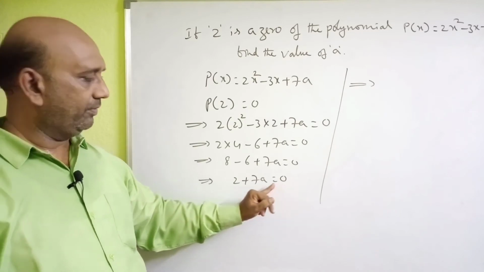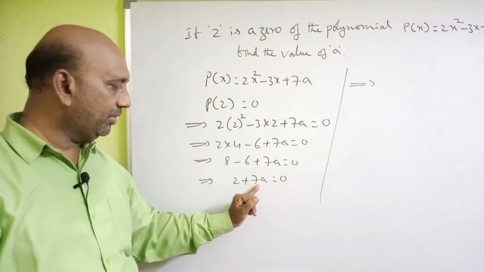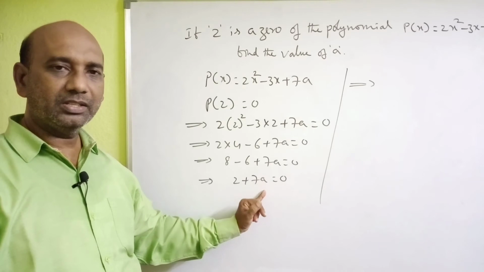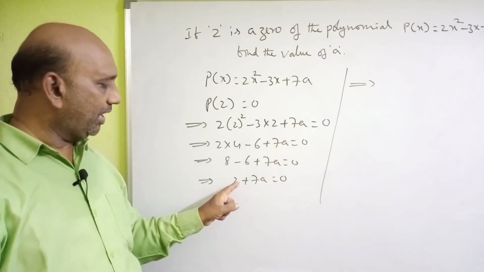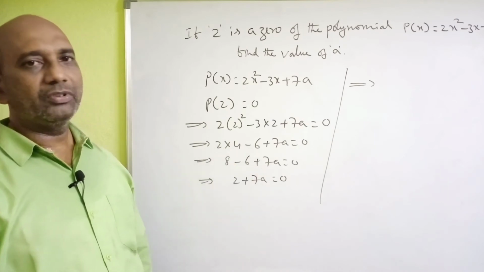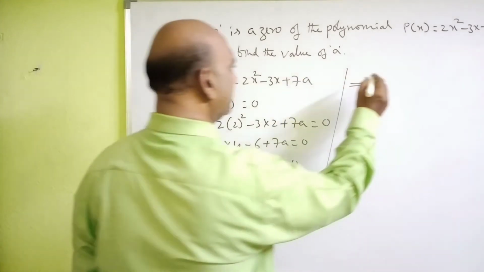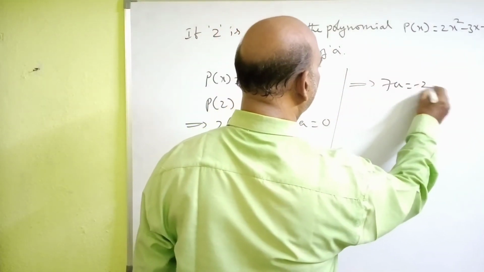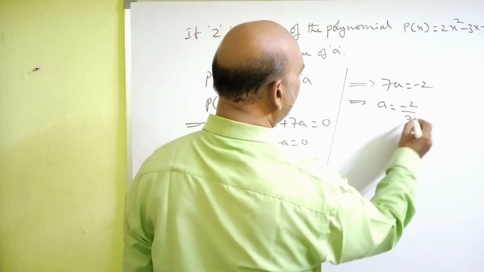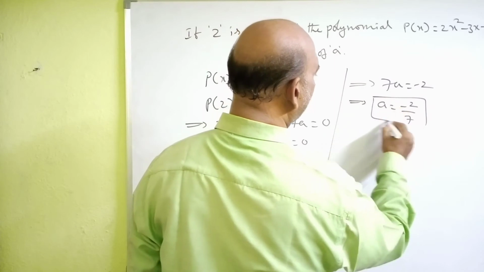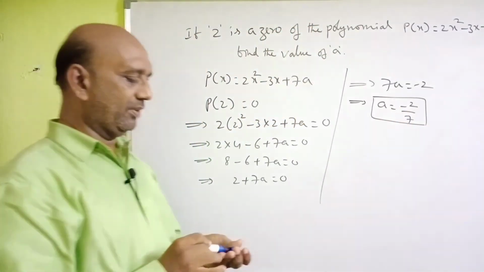We want to find a value. That's why keep this a term in LHS only and transpose this constant to RHS. If you transpose this plus 2 to RHS, it will become minus 2. This implies 7a equal to minus 2. Implies a equal to minus 2 by 7. So here we got a is equal to minus 2 by 7.